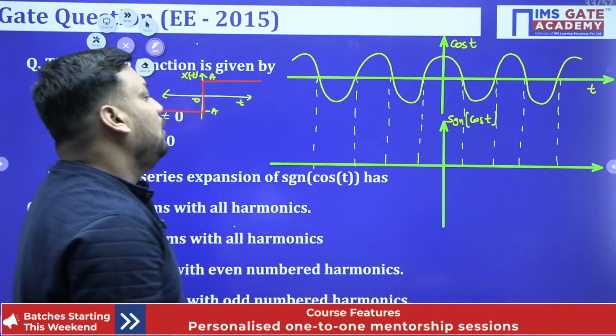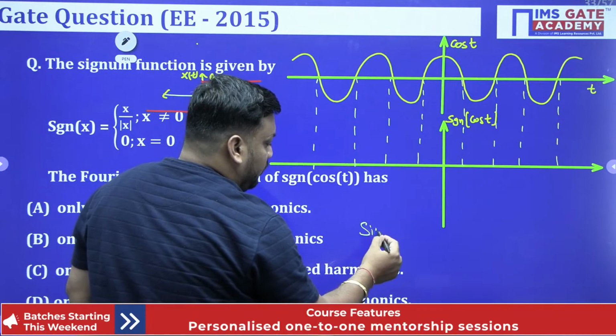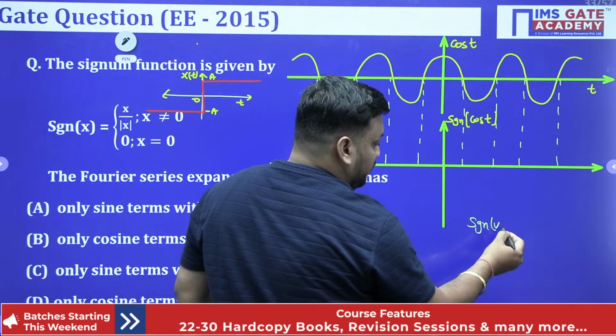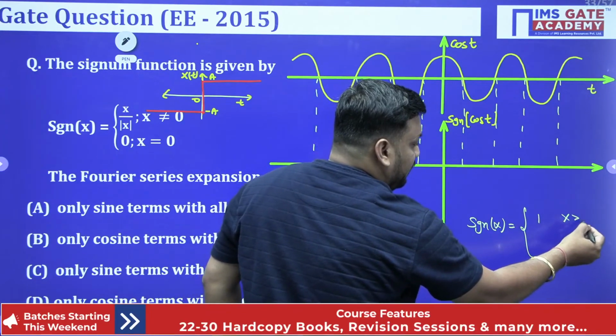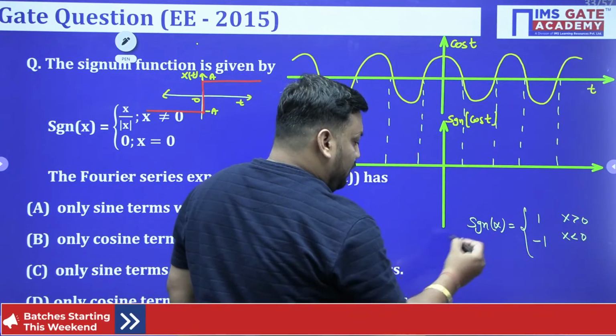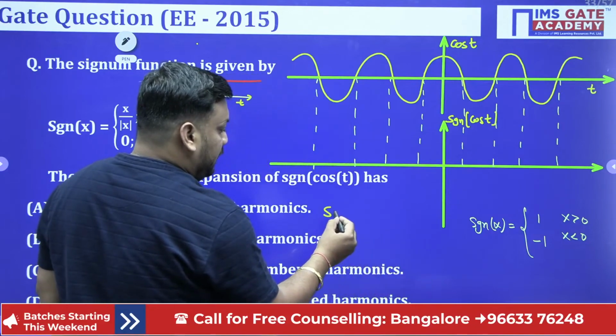Now tell me, if I talk about the signum function's nature, my signum function of x is what? My signum function of x is 1 when x is greater than 0, and when x is less than 0, it is minus 1. So if I replace x with cos of t, I am writing here.